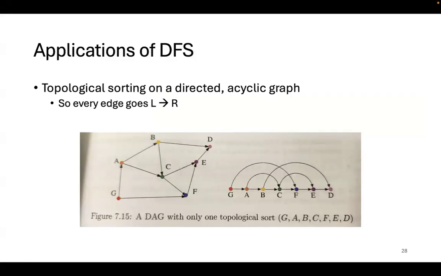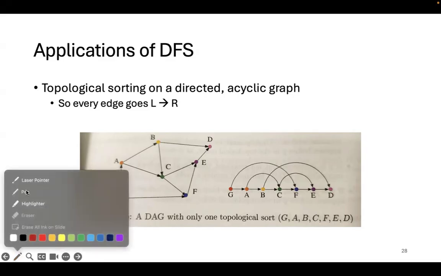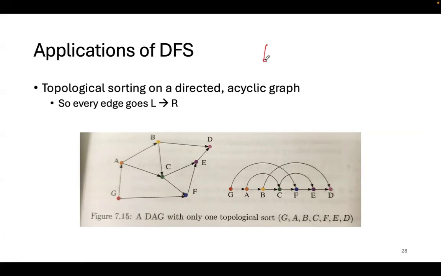In terms of applications, one of the applications of DFS is topological sorting. So let's say we're working with a directed acyclic graph. Directed, remember, meaning that there are arrows. So like the first graph on the second page, that's directed because it's got arrows. And acyclic just meaning there are no cycles. Cycles being something where you can start from one node and go around and get back to it.